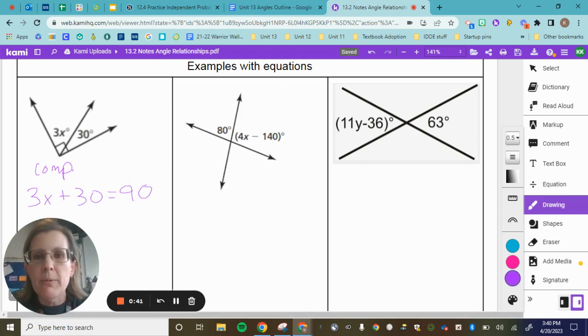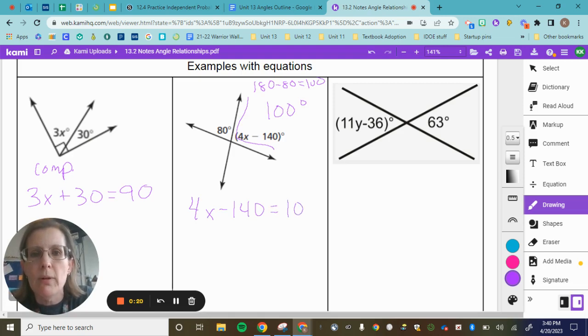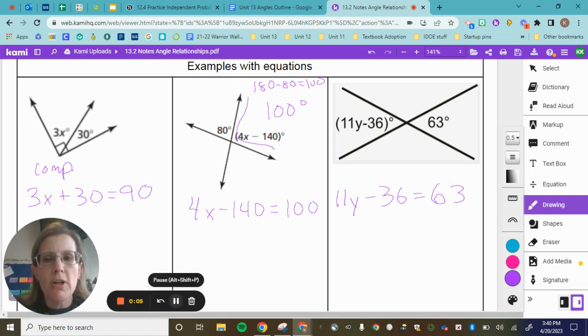This next example, I know this is a supplementary angle, so I know that I can do 180 minus 80 to get 100. So I know that this angle is 100 degrees. So my equation is going to be 4x minus 140 equals 100 degrees. And then we need to solve it. And the last one is vertical angles, and I know that they're across from each other, so they're equal. So 11y minus 36 is equal to 63. Now you're going to solve those and check them with the Edpuzzle video.